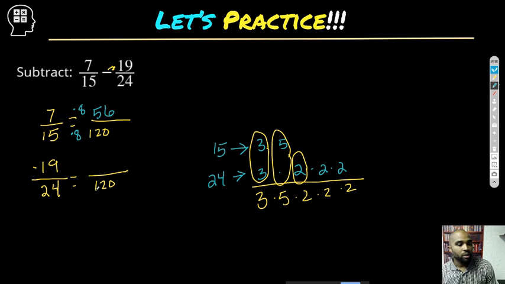And 24 times what gives us 120? We've done this one before. 24 times 10 is 240. Half of 240 is 120. So instead of 10, I can say times 5. Whoa, times 19. What is 19 times 5? Well, 20 times 5 is 100. 100 minus those 5 groups will be 95. And I'm going to have to keep that negative here.